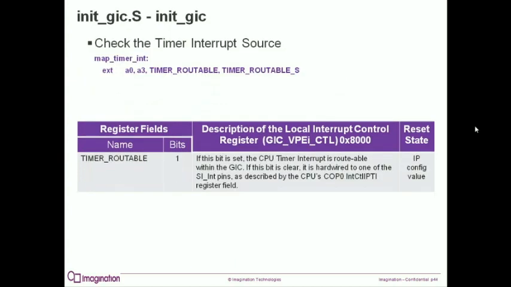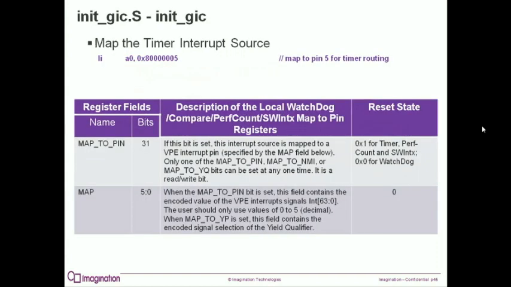The code checks to see if the timer interrupt is routable. It does this by extracting the timer routable bit from the control register value it had previously read into A3. Then it checks to see if it's set. If it is not set, the timer interrupt is not routable and the code will branch around routing it.